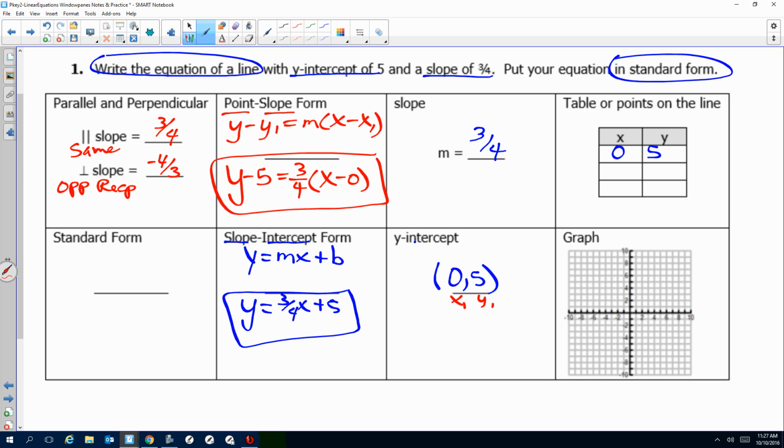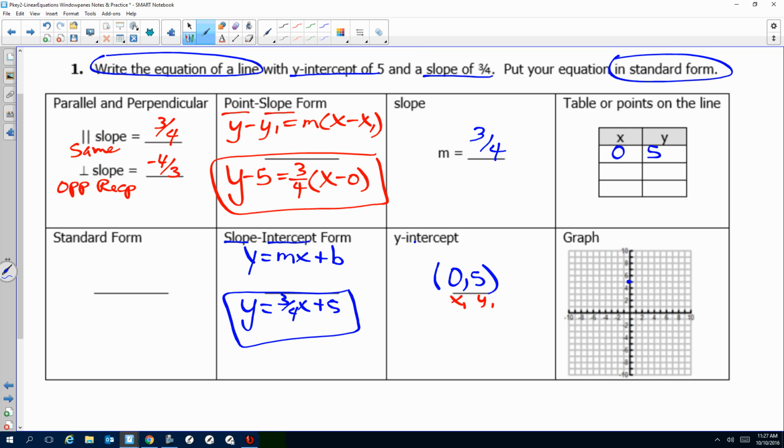Yes. So when we put the 0 and 5 on the table, could we do that? Yes, we are going to do it on the graph too. So we're going to go 0, 5. Plot that point. I'm going to use my slope to add additional points to the graph.